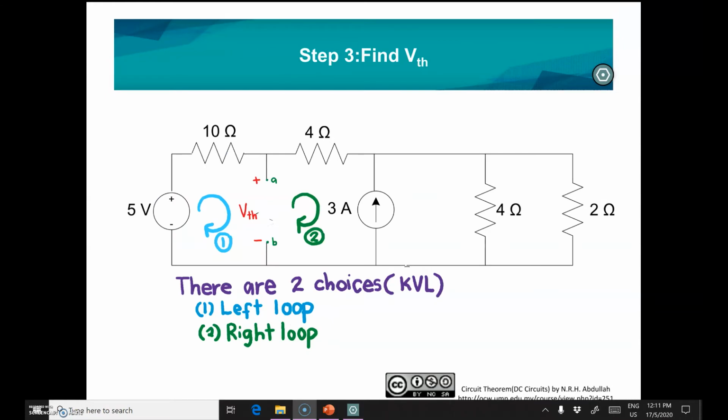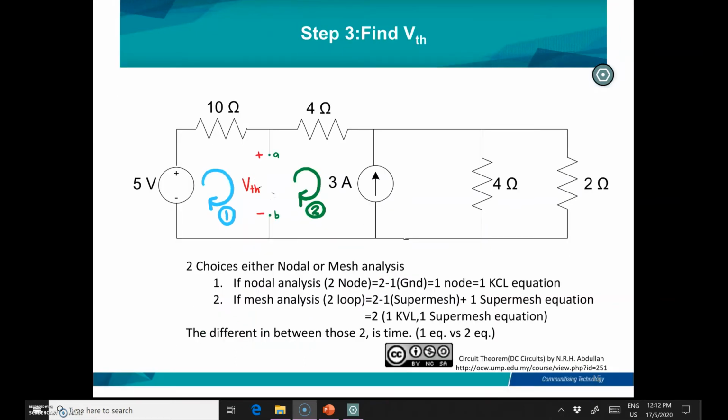As for step number 3, you have to find the V Thevenin. As referred to in the circuit, the V Thevenin is in the middle, in between loop 1 and loop 2. So there are two choices in order to do the KVL. Either you can do a KVL equation at the left loop or at the right loop, and the answer will be the same. There are two choices, either nodal or mesh analysis. If nodal analysis, which has 2 nodes, you can see that 2 minus 1 for the ground is equal to 1 node only, which gives 1 KCL equation.